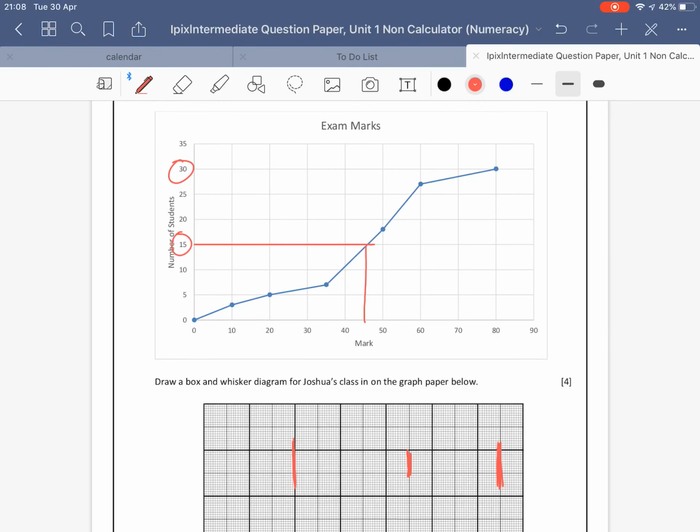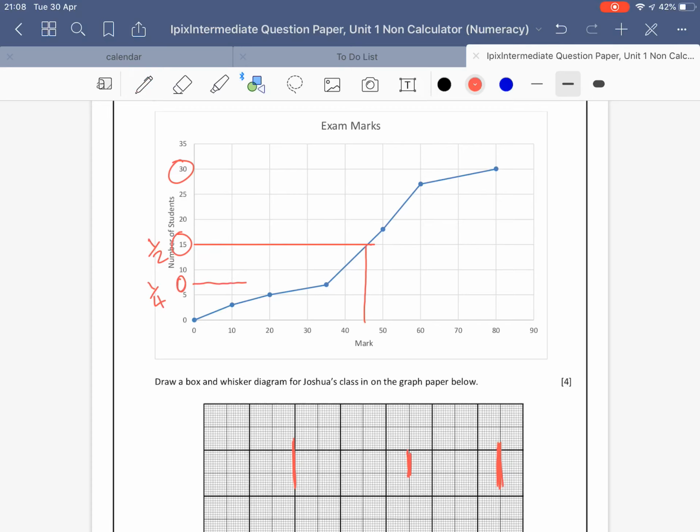Now we're going to need our upper and lower quartiles. If this is the halfway point, the lower quartile is going to be a quarter. So I want to half 15, which is 7.5, which is going to be in the middle between 10 and 5.